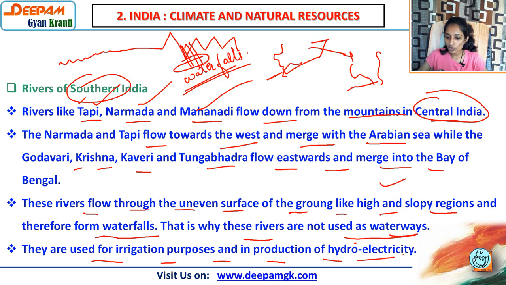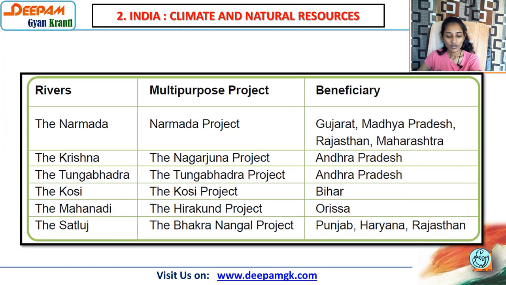Hydroelectricity, you know very well, is the electricity which is produced from water. For example, in all the dams, generally they create hydroelectricity. Now a very important topic: river multi-purpose projects, meaning not one purpose, many purposes are there. So, multi-purpose projects and their beneficiary states, meaning which states will benefit from them.